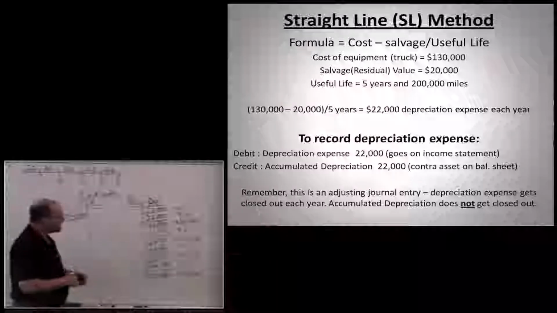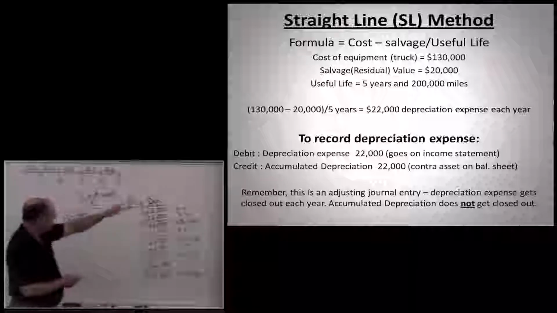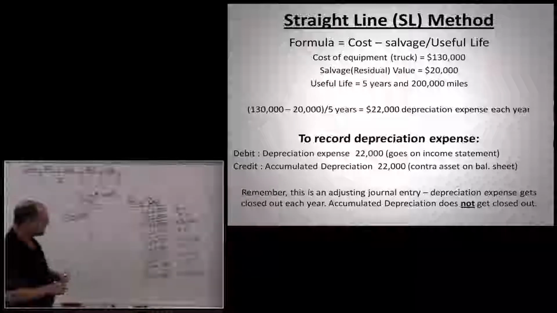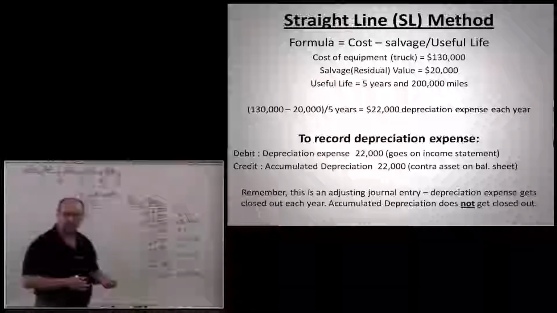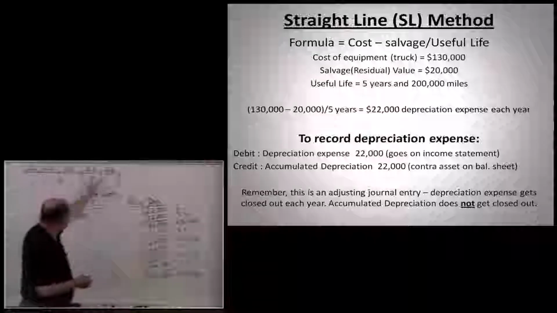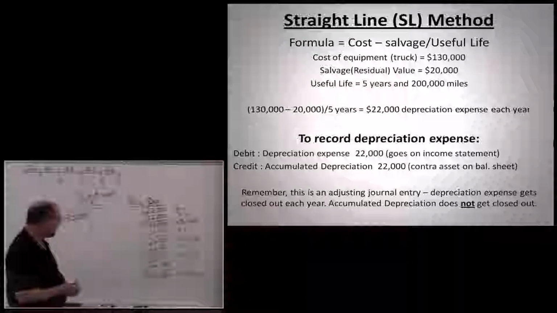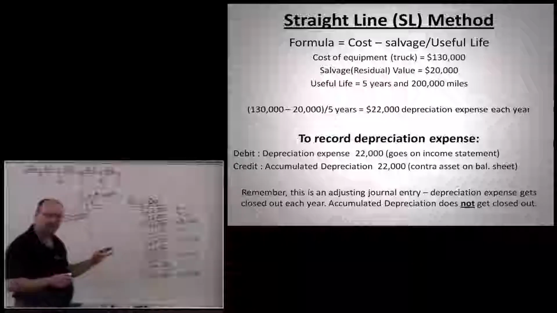Okay, so straight line depreciation: cost minus salvage divided by useful life gives me annual depreciation expense. Again, all I have to do is divide by 12 if I want to do this on a monthly basis. I'm going to record $22,000 each year for 5 years, and on my balance sheet I record fixed assets at their book value at the end of each year.